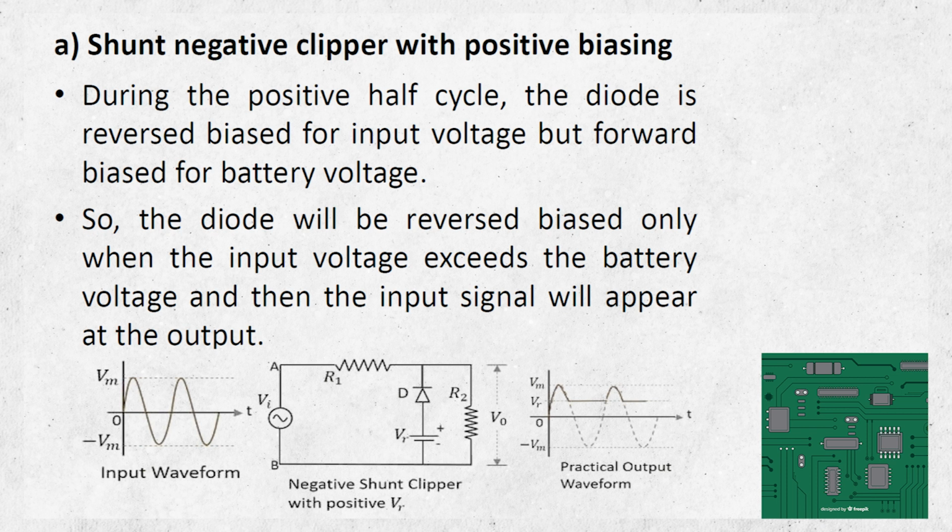During the positive half cycle, the diode is reverse biased for input voltage, but forward biased for battery voltage. The figure shows the shunt negative clipper with positive biasing. The connection is such that the positive of the voltage source or the battery is connected to the P side of the diode. So, the diode will be reverse biased only when the input voltage exceeds the battery voltage, and then the input signal will appear at the output.